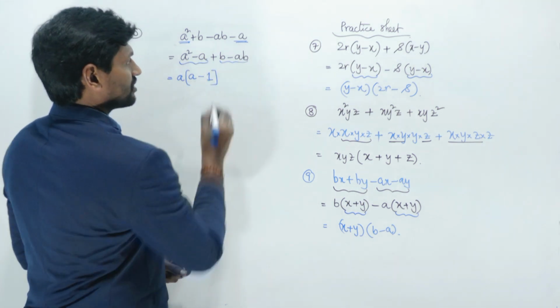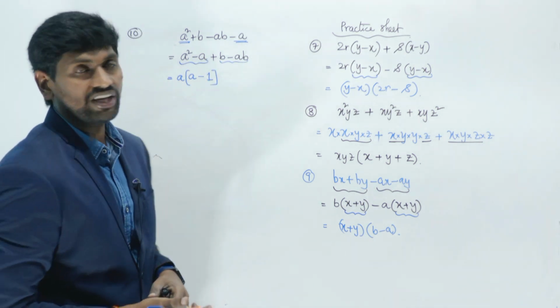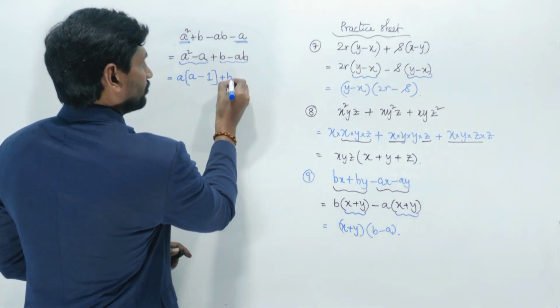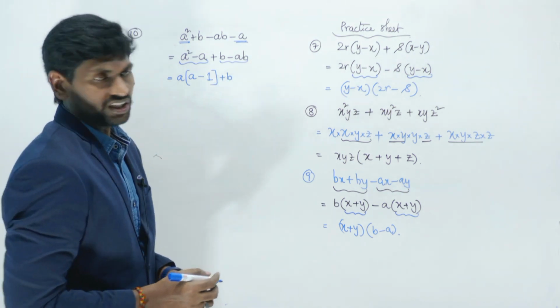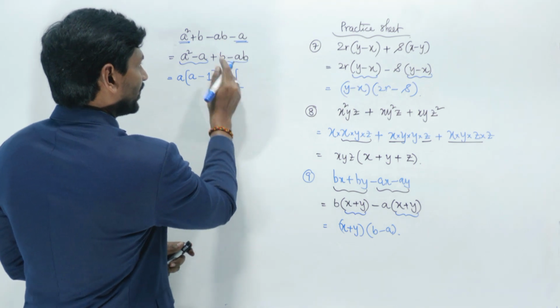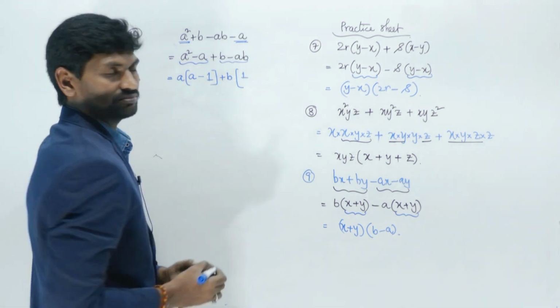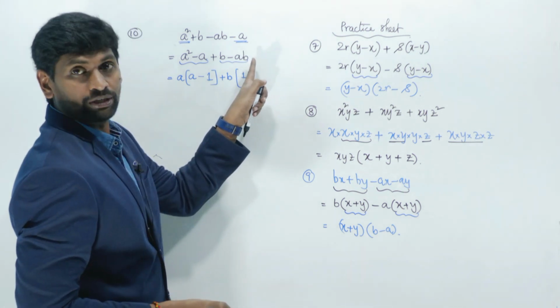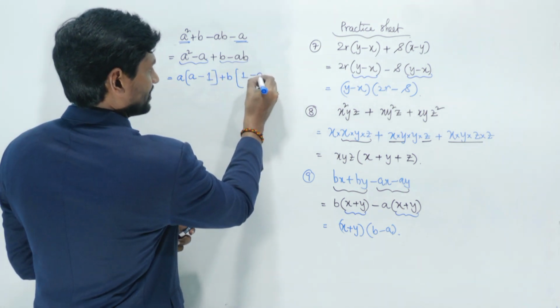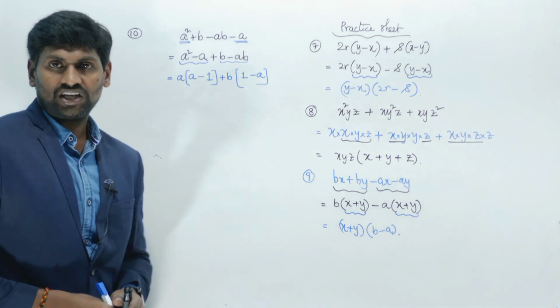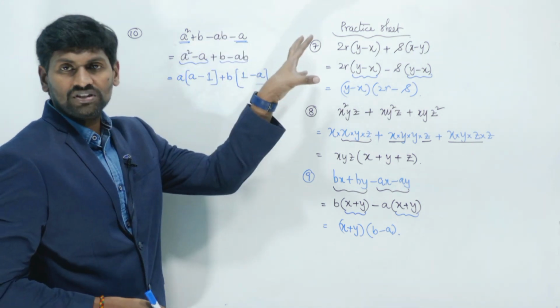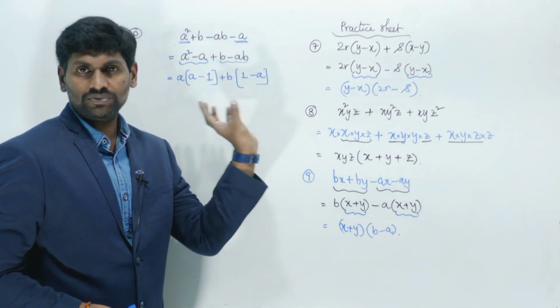Now for these two terms, what is the common factor you can identify? B. So b is a common factor. Now if I remove b from the third term, nothing will be there, so 1 remains. From the second term, if I remove b, what is there? Minus a. So these four terms now become two terms.